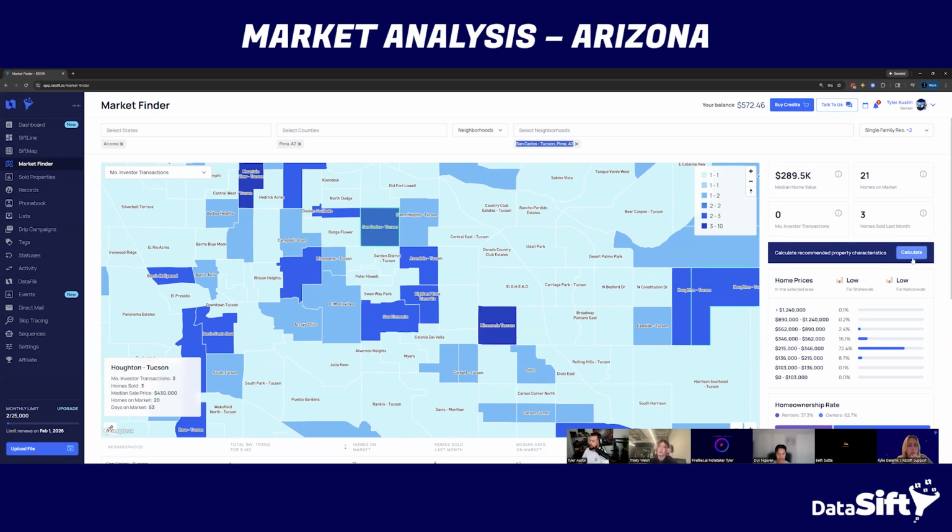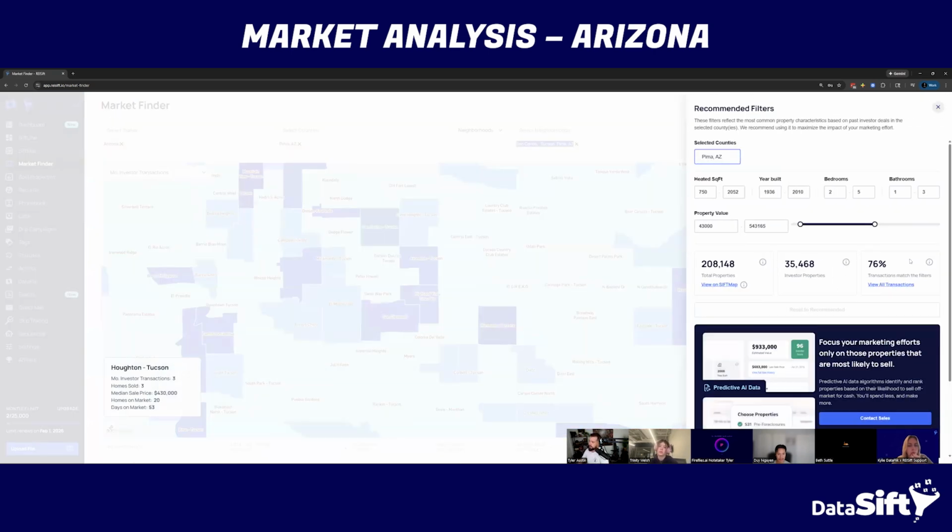What we could do is click calculate here, and we can just get an idea in Pima, Arizona, how many total properties exist there with these property characteristics, and we can adjust these a little bit. We can see how many investor properties, which is the number of investor properties that match the property characteristics set above. And then investor transactions filters. So I could click view all right here.